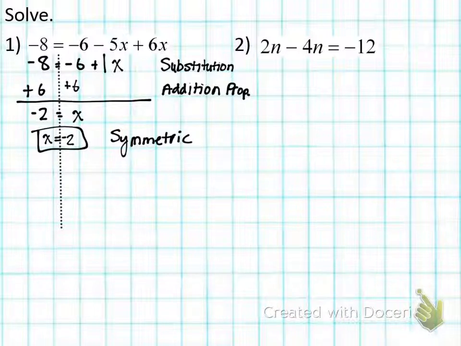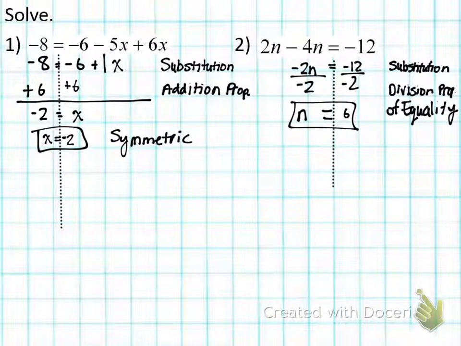Okay, number 2. Same thing. We got 2n minus 4n is equal to -12. I want to combine like terms. So we're going to take 2n minus 4n and combine like terms. So we're going to substitute 2n minus 4n is -2n. And that was a substitution property. So -2n is equal to -12. Oh, well, there's the answer. And then I divided both sides by -2. Use the division property of equality. And then we got n is equal to -12 divided by -2, which is +6. Okay? Does that make sense? Questions on numbers 1 or 2?